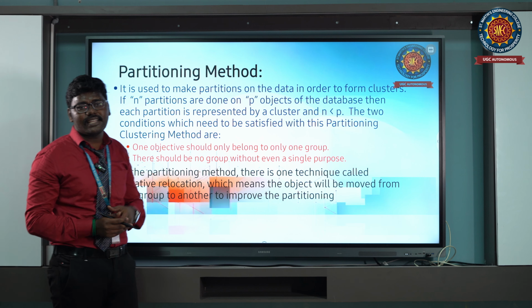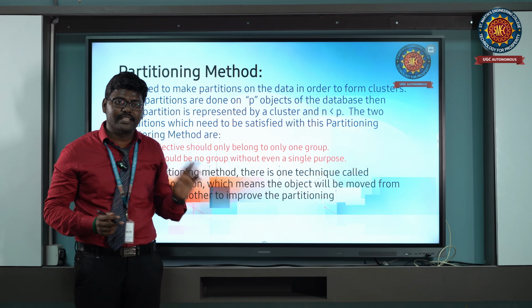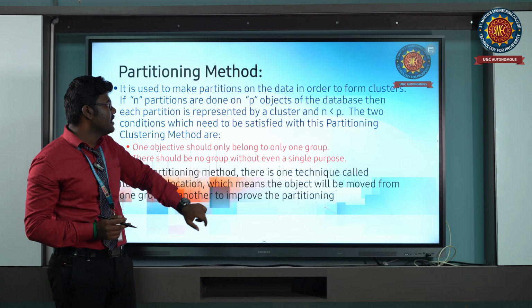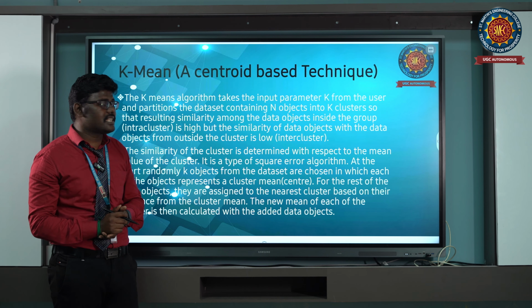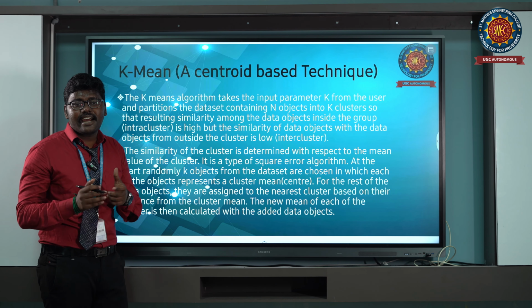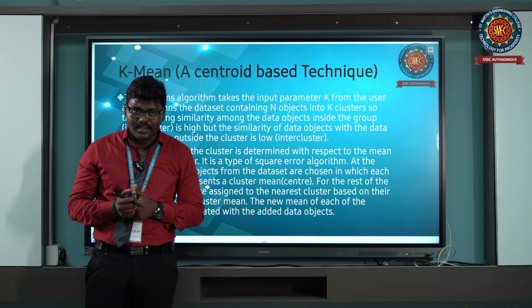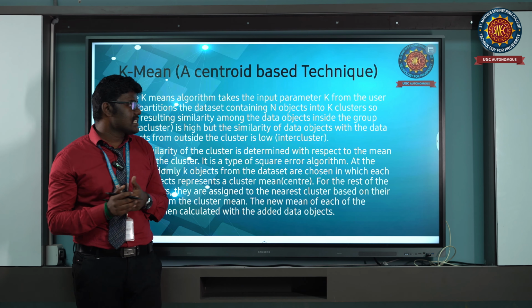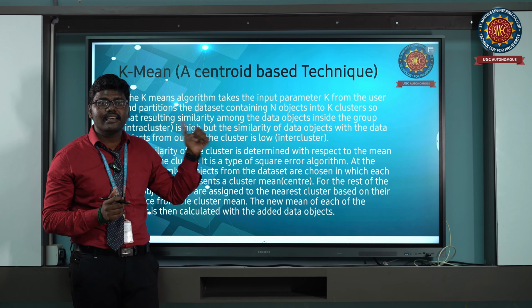In the partitioning method, there are 2 algorithms. One is the k-means algorithm, another one is the k-medoids algorithm. Today we are going to see k-means clustering. What is k-means clustering? The other name is centroid based clustering technique. I will explain how the k-means algorithm works. First, we get the input parameter k from the user.